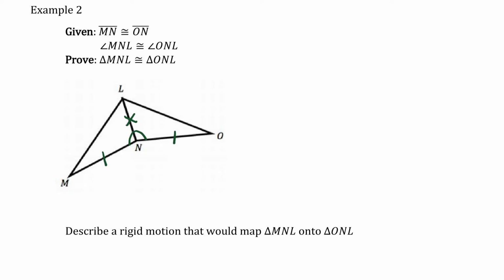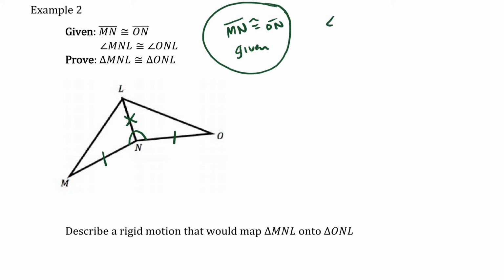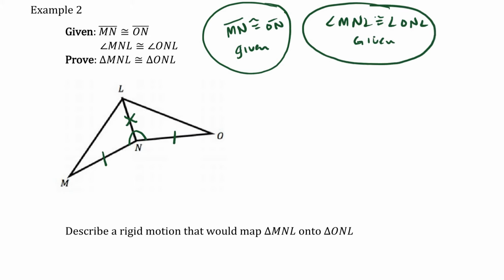So I could start by saying MN is congruent to ON, and that was just given. That's one circle. I can say that angle MNL is congruent to angle ONL, also given. I can say that LN is congruent to LN by the reflexive property of congruence.